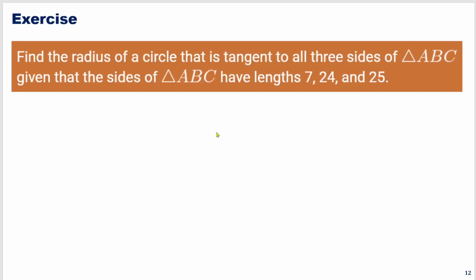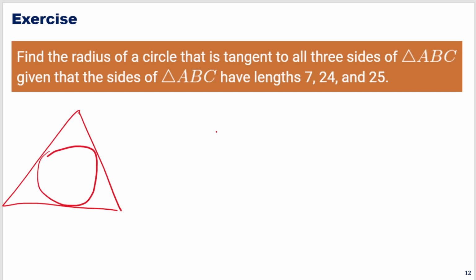Can you find the radius of a circle that is tangent to all three sides of triangle ABC, given that the sides of triangle ABC have lengths 7, 24, and 25? Basically, you're given a triangle and you know the three sides, and it asks you to find the radius of the incircle, right? Such a circle is called the incircle of the triangle. Any ideas?